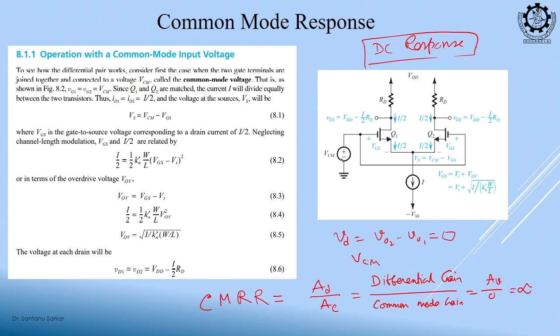Because VCM is the same, the same current I by 2 is flowing in this branch, and I by 2 is flowing in this branch. So, what will be the V0? V0 is equal to VDD minus I by 2 into RD in both of the branches, and if you subtract them it is 0. Okay. So, we can calculate certain things.